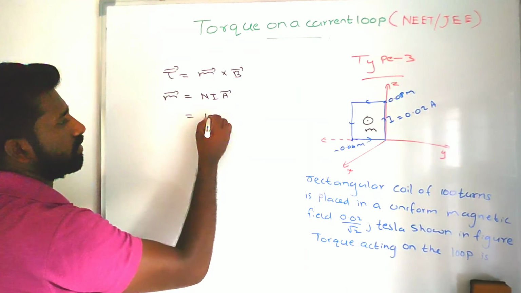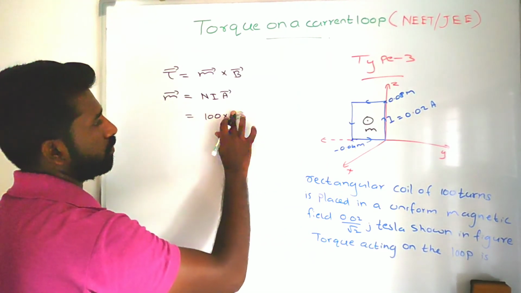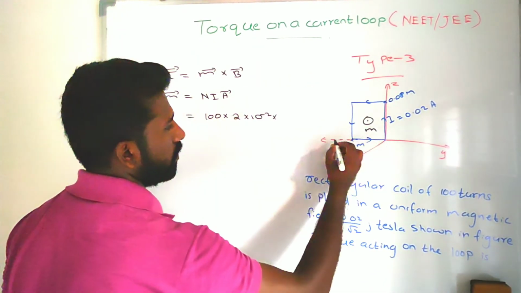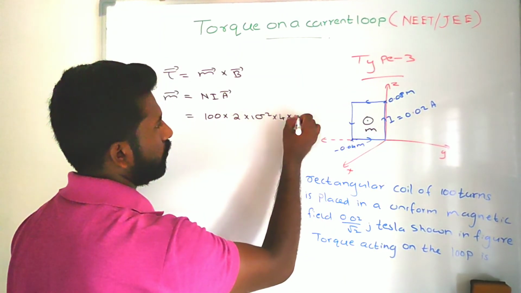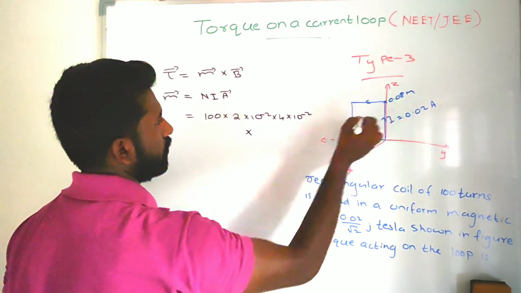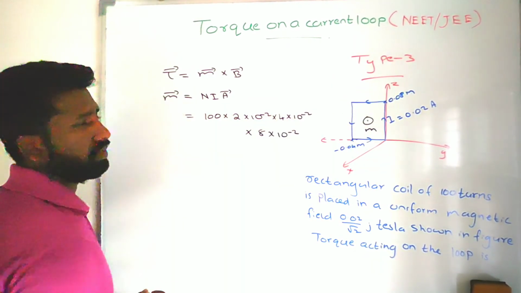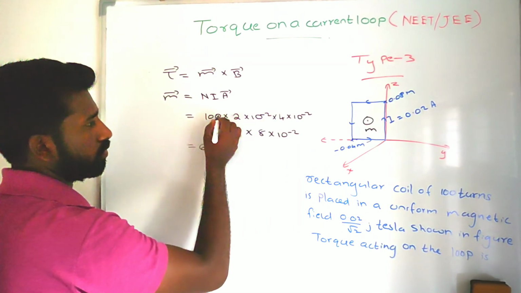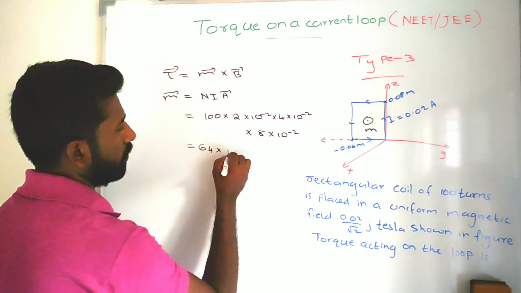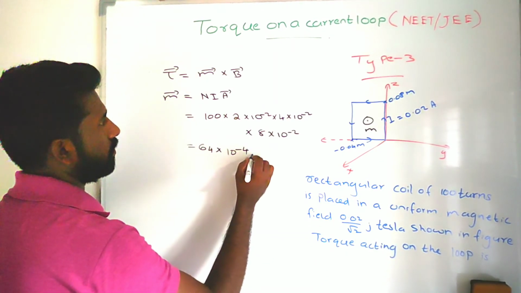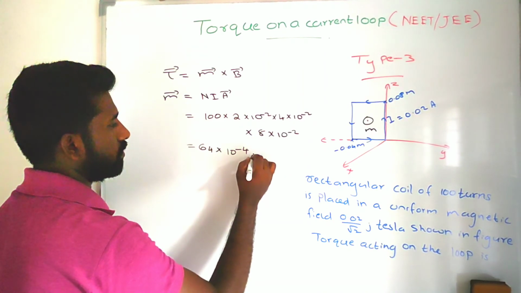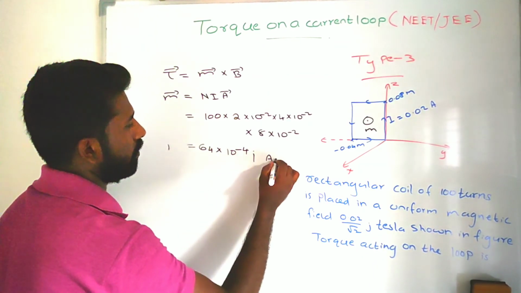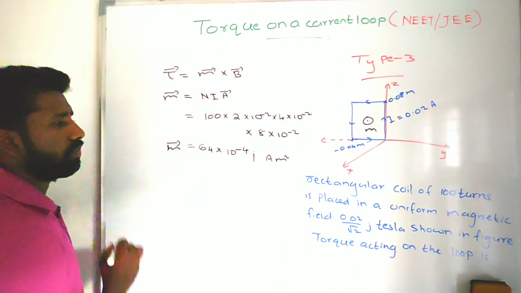What about the number of turns? That is 100, and the current is 0.02, which I can write as 2 into 10 power minus 2. This is a rectangular loop, so area is equal to L into B, that is this side into this side. This side is 4 into 10 power minus 2, and this side is 8 into 10 power minus 2. 4 into 8 is 32, 32 into 2 is 64. This is 10 power 2 plus 2, and this is 10 power minus 2, which cancel, then the remaining is 10 power minus 4, and the direction is i, and the unit is ampere meter square. Then this is the magnetic dipole moment.